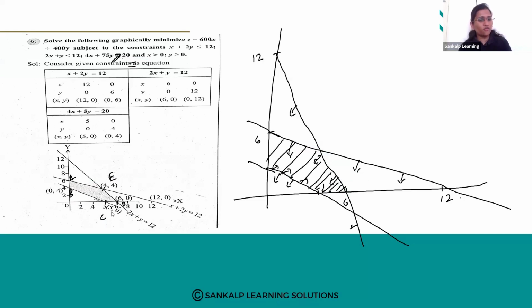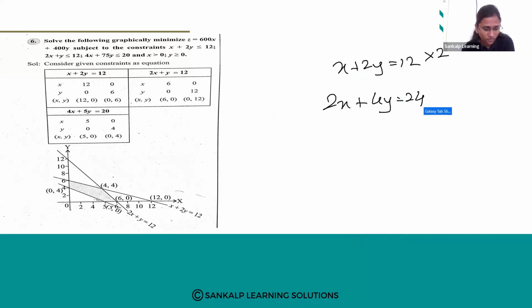0,4, C of 5,0, D of 6,0 and E is the intersection. ಯಾವುದು ಮತ್ತೆ ಯಾವ್ದ್ರದ್ದು intersection? ಇದು first line x plus 2y equals to 12 ಆಮೇಲೆ second line 2x plus y equals to 12 correct ಅಲ್ವಾ. So this is the intersection of these 2 lines okay. So if I multiply this with 2 I'll get here 2x plus 4y equals to 24, and it is the intersection of 2x plus y equals to 12.